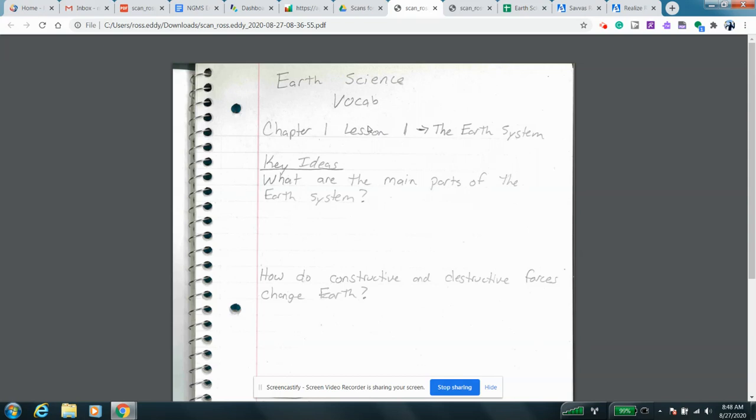But I do think that information is important because then if I go back as a teacher and I say, hey, what did we learn in lesson 1? And from chapter 1, you can pull this back out and be like, okay, cool. We learned about the main parts of the Earth system and constructive and destructive forces. So please do it that way.